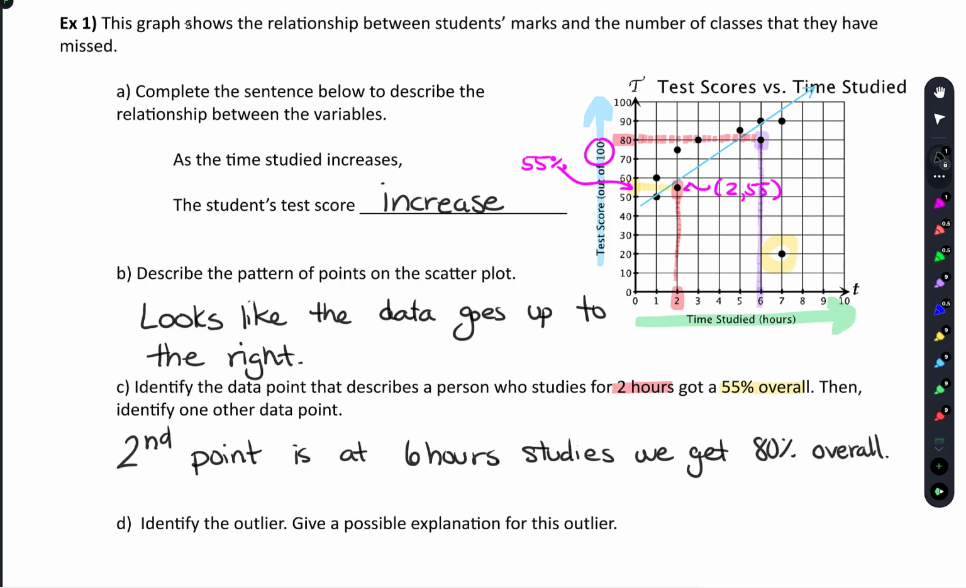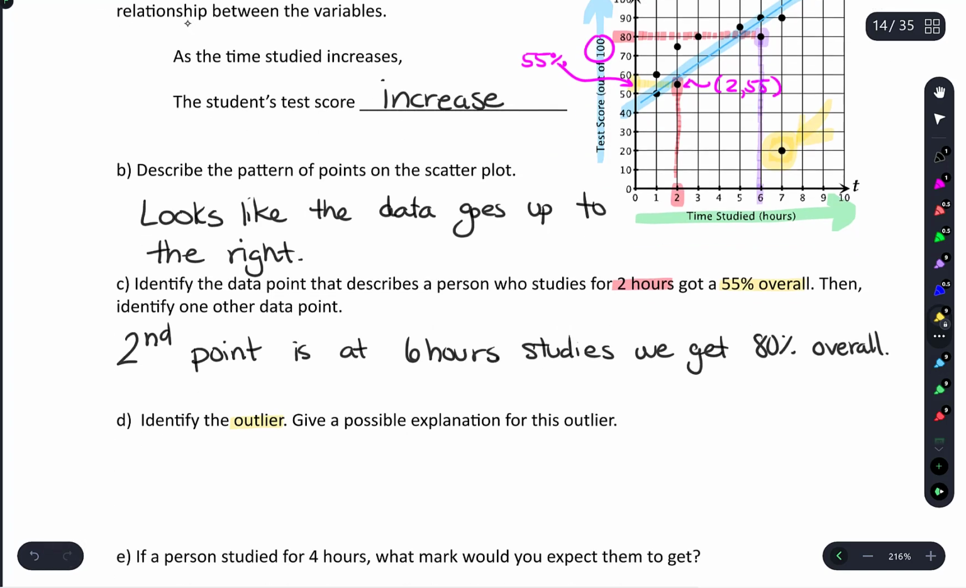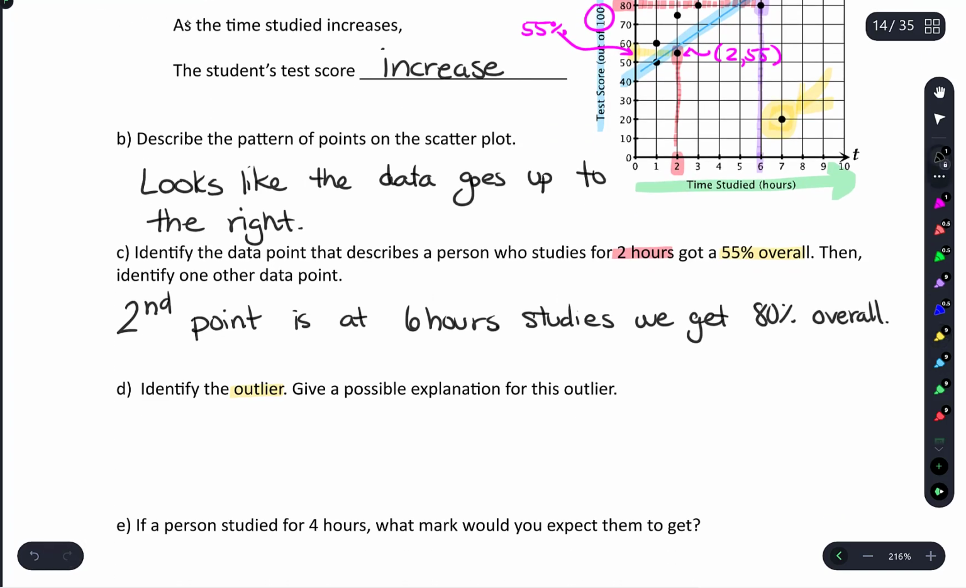Now, I mentioned that an outlier is a point that just doesn't follow the trend at all. So we want to look at the graph and see if there's any points that just don't follow this trend or follow the line. And you see the line that we had was this one right here. Is there any points that just are really, really far away? I think we've already identified this point. It's right down here, right? That's our outlier. So let's identify what it is. It's 7 hours studied.